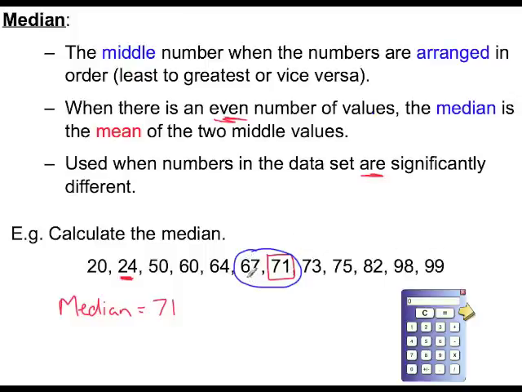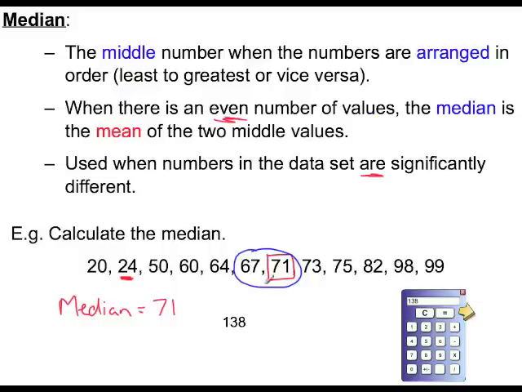So what we need to do is calculate the mean of these two values. Remember, the mean is the sum of these two. So we're going to start by adding these two numbers together. So 67 plus 71 equals 138. We'll spit that number out here.